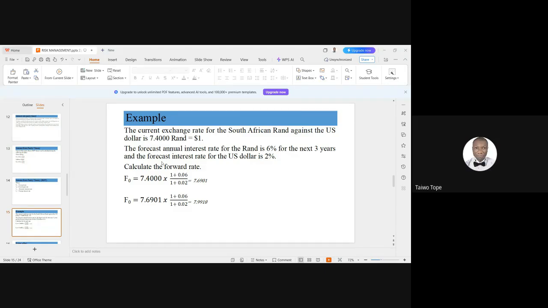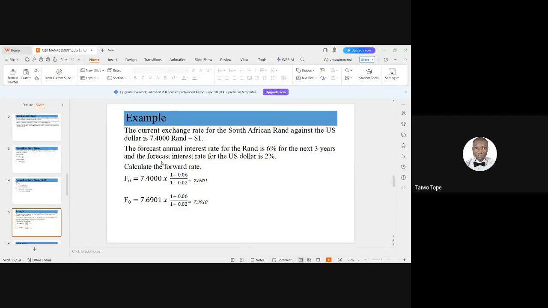I want to move to something very important. If you miss it, even when you are reading the solution in the study pack or anywhere, it will look strange and you just get tired of it. That issue is the issue of money market hedge. That is hedging.